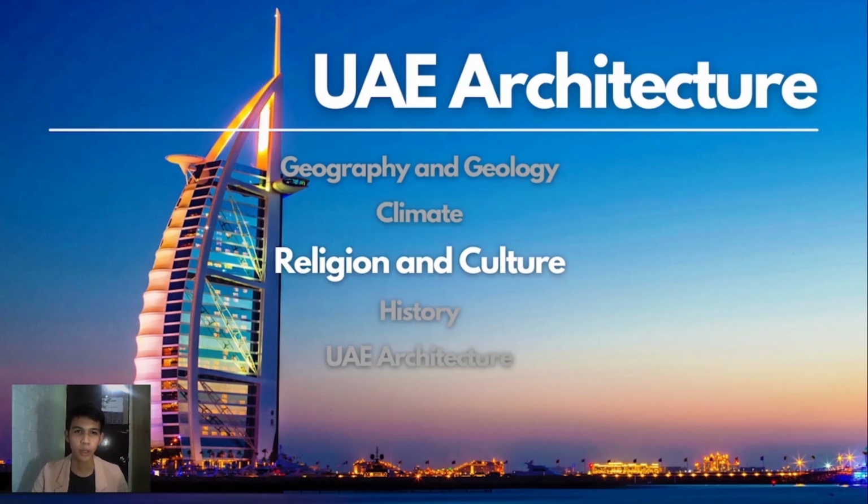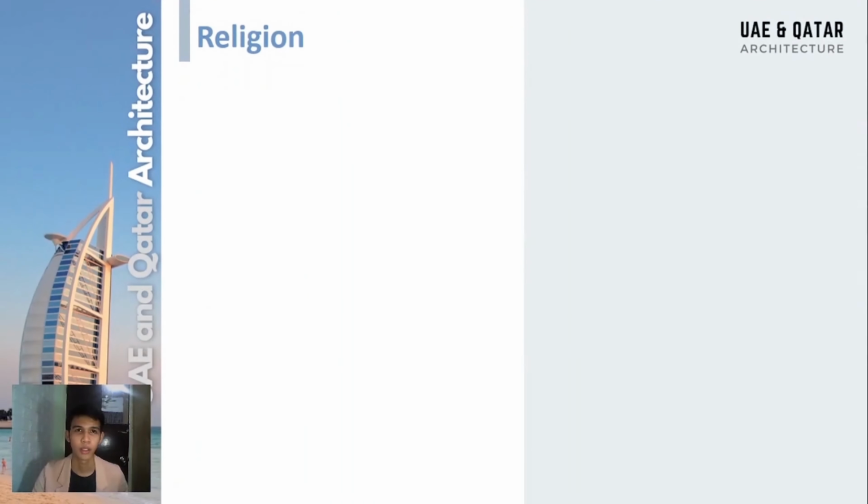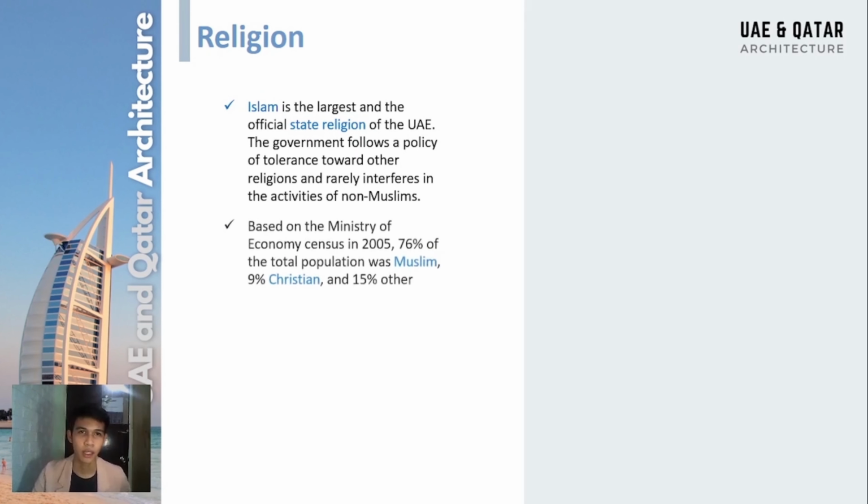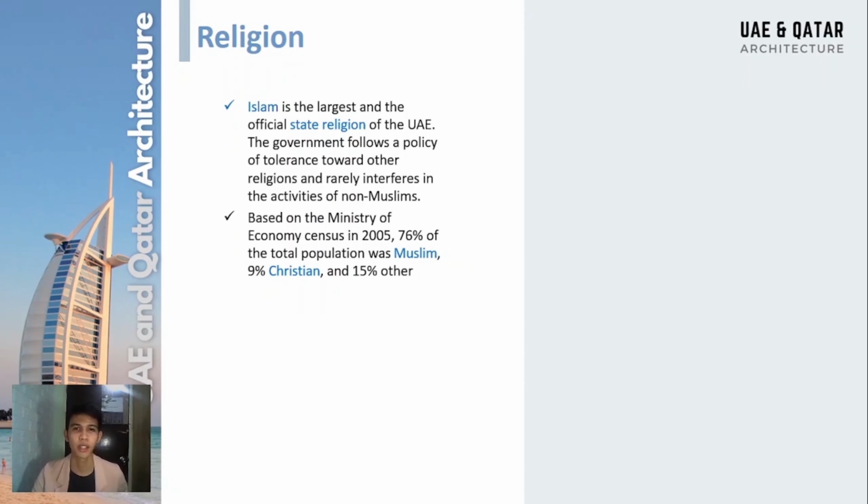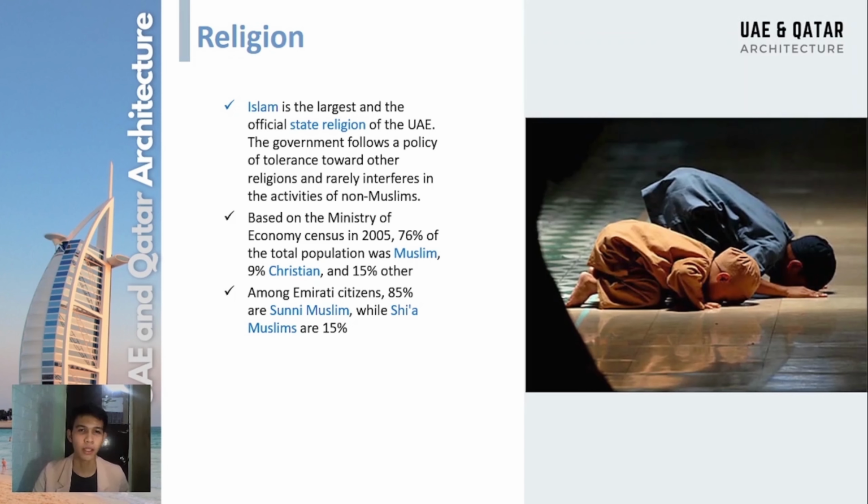Now, we are going to the religion and culture. Islam is the largest and the official state religion of UAE. The government follows a policy of tolerance toward other religions and rarely interferes in the activities of non-Muslims. Based on the Ministry of the Economy census in 2005, 76% of the total population was Muslim, 9% Christian, and 15% other. Among Emirati citizens, 85% are Sunni Muslims, while Shia Muslims are 15%.